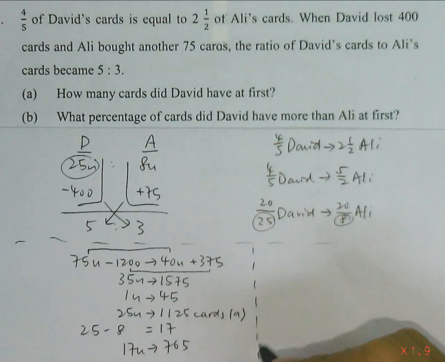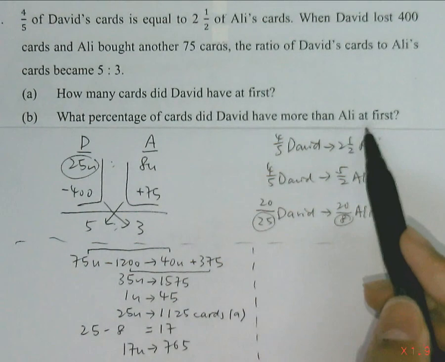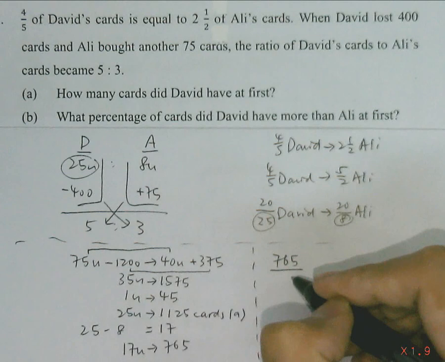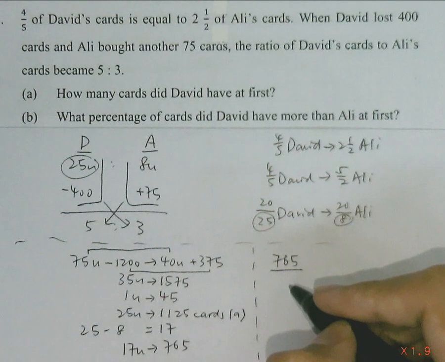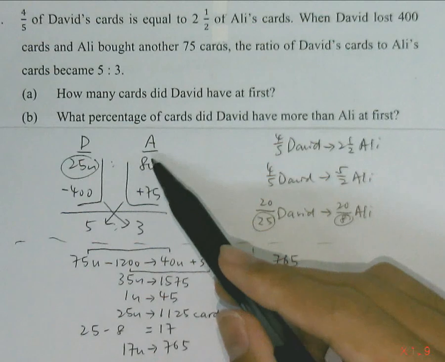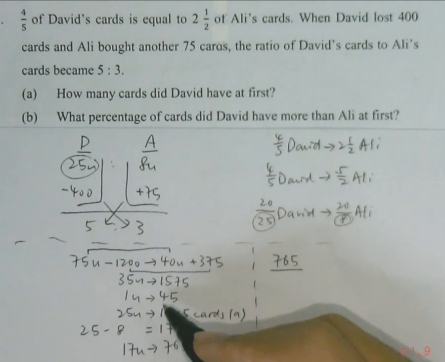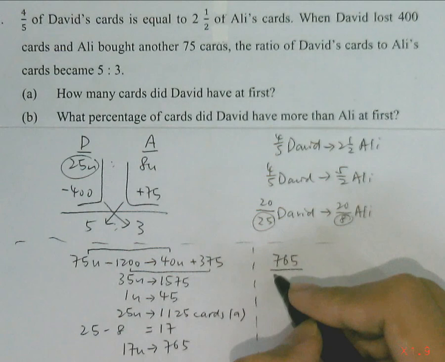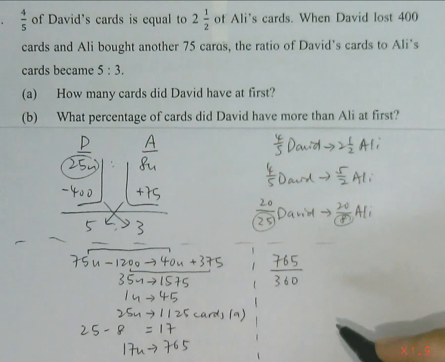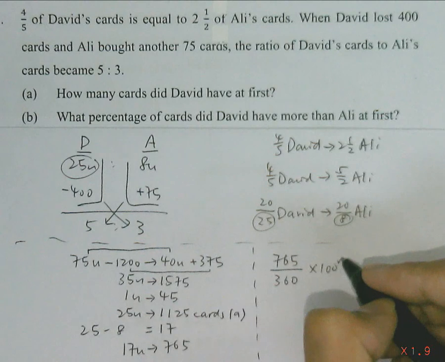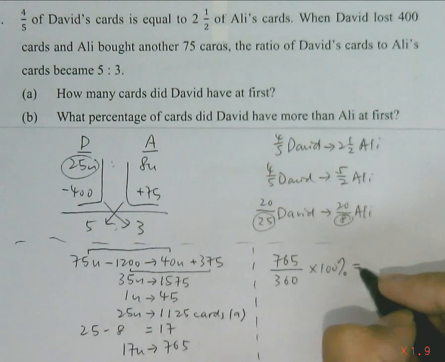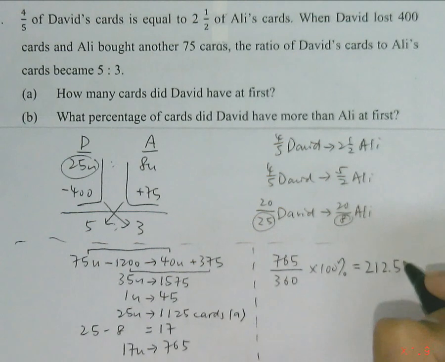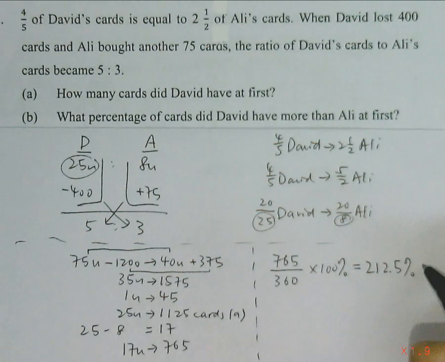So to find the percentage that David has more than Ali, we will take the number of cards David had more over the number of cards which Ali had. Ali had 8 units of cards, which will be 8 times 45. That will give us 360. Okay, then we need to multiply by 100%. That will give us our final answer of 212.5%. This is our answer for part B.